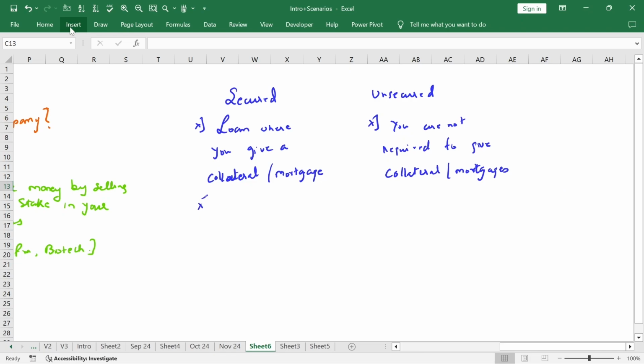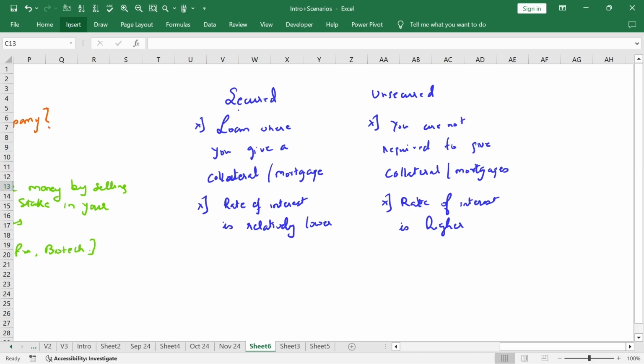Another peculiarity is that the rate of interest is relatively lower compared to secured. You agree with me? Yes, sir. Others, I need answers, people. We cannot be on mute. Do you guys agree with me on this? Interest is higher.